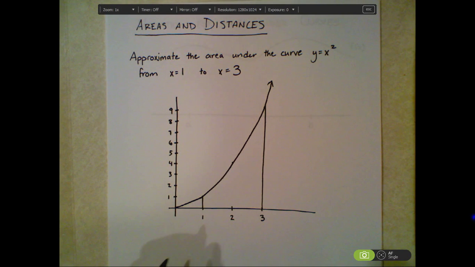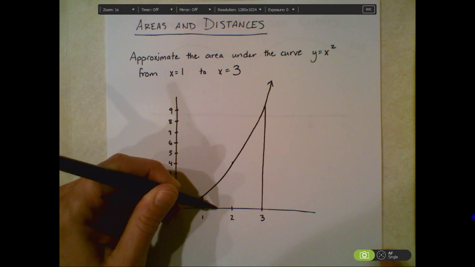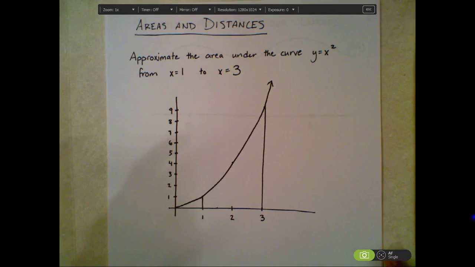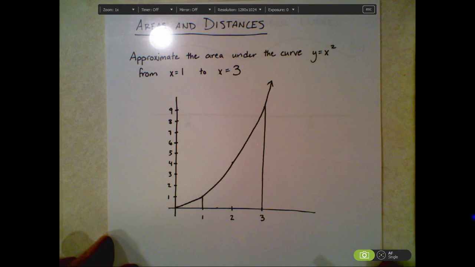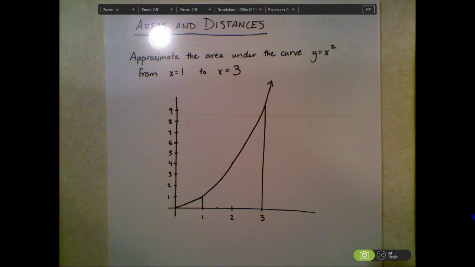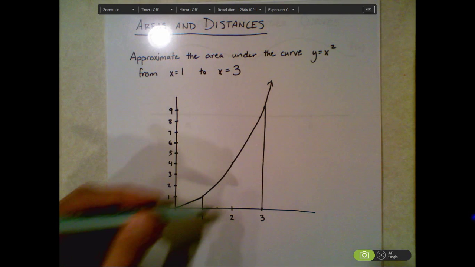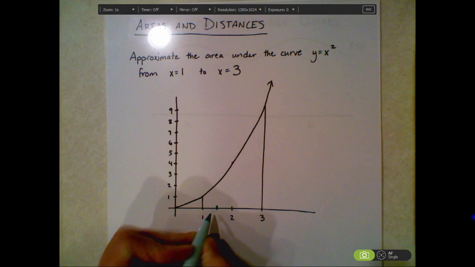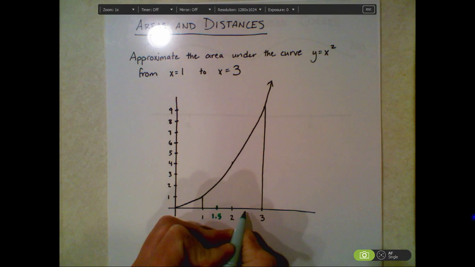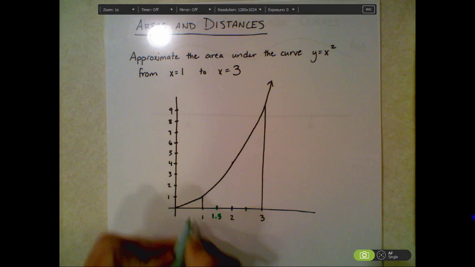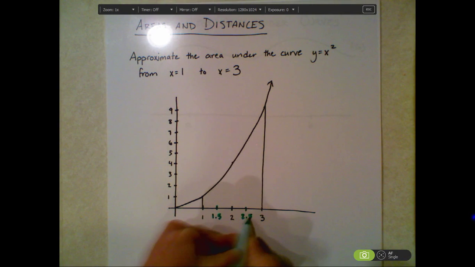So let's start with some notation. We're going to break this up into 4 rectangles, sort of arbitrarily, for demonstration purposes. Let's do it like this. Hopefully that glare isn't too bad. We're going to start by breaking it up into 4 rectangles, with division points at 1.5, 2, and 2.5.